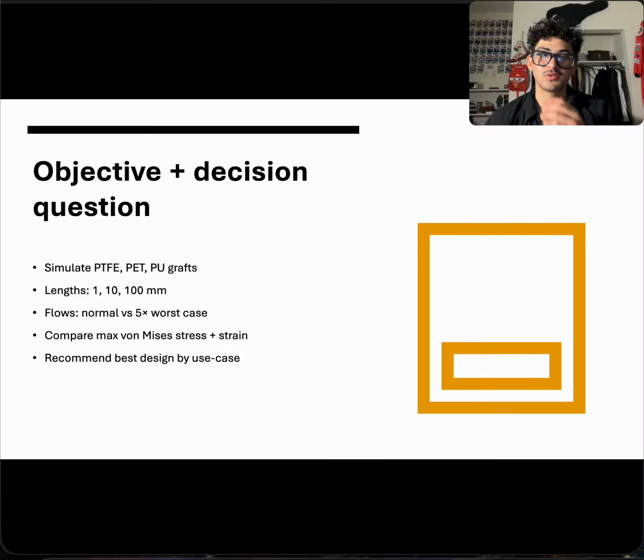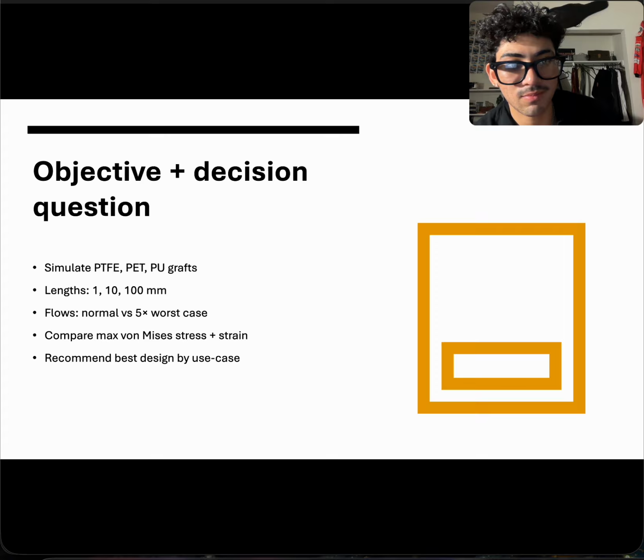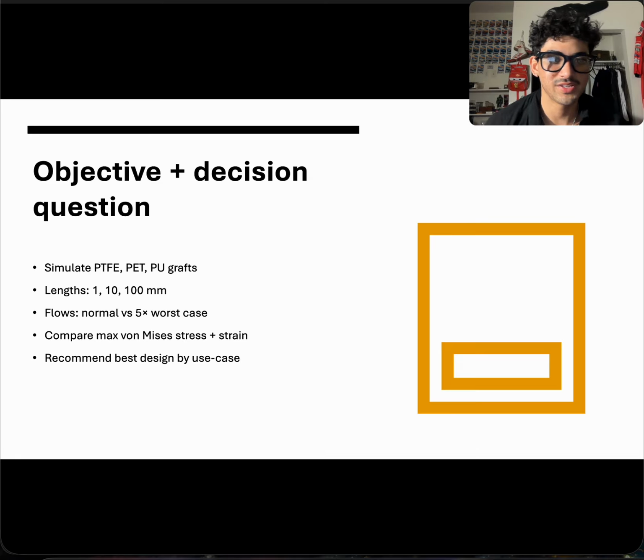Objective and decision question. The decision question here is which material and length combination should a manufacturer prioritize for safe, reliable artificial blood vessels? To answer that question, I simulated the three polymers that I mentioned before, PTFE, PET, and PU, at different lengths of 1 millimeter, 10 millimeters, and 100 millimeters under normal resting flow, and also at 5 times the normal rate, for that worst case scenario. I then compared maximum stress as well as strain to determine safety margins and deformation behavior that matter for real world performance and durability.